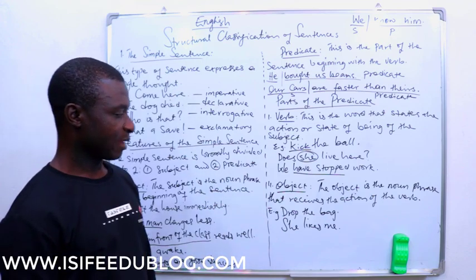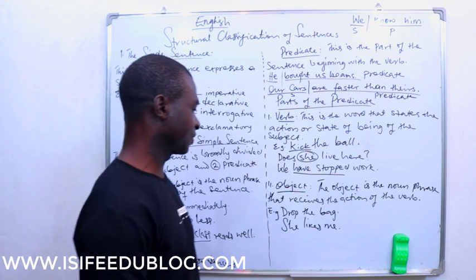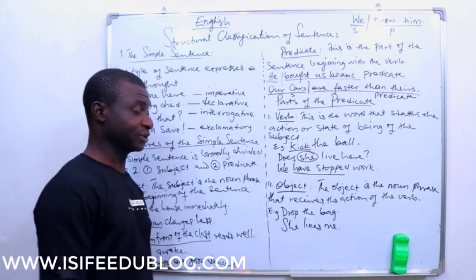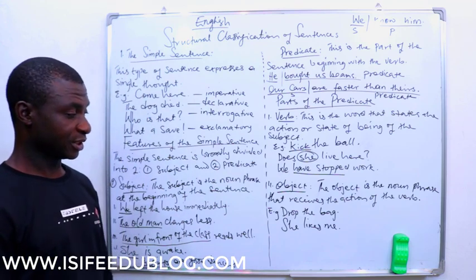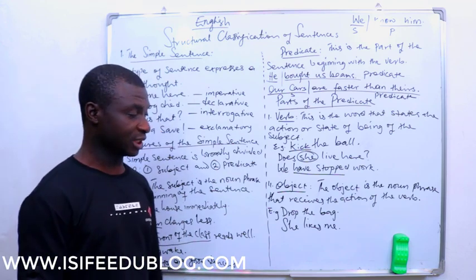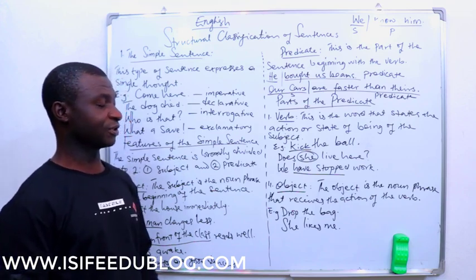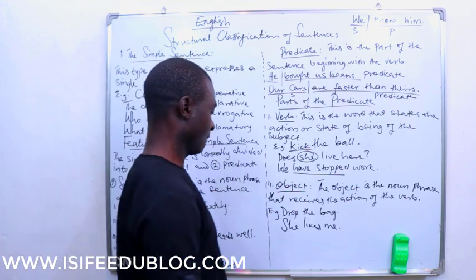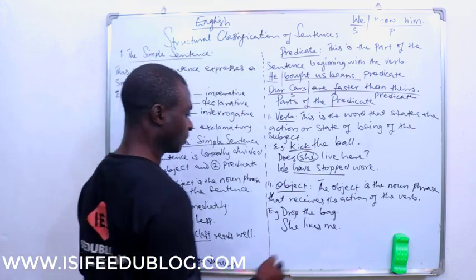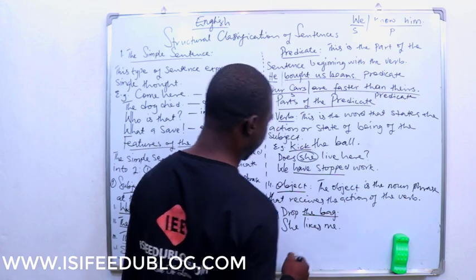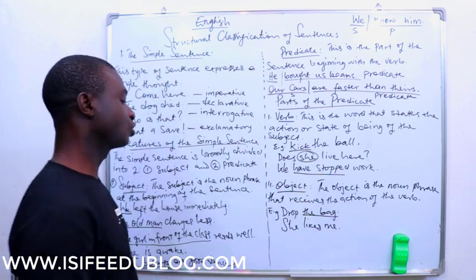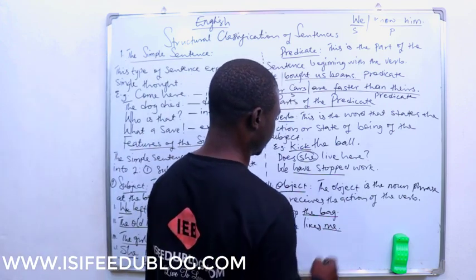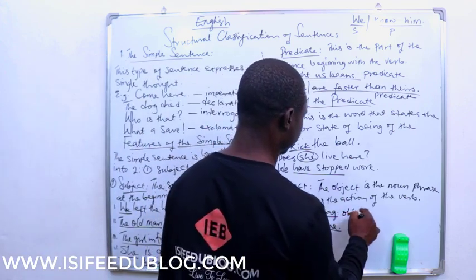Object. The object is the noun phrase that receives the action of the verb. This is a regular definition here. There's no need changing anything because it is correct. This object of the verb receives the action of the verb. So, drop the bag. The bag is the object of the verb drop. She likes me. Me is the object of the verb likes.